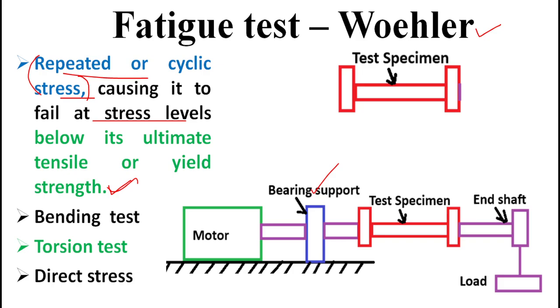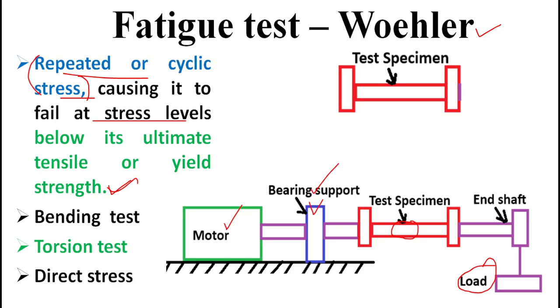This is a regular setup for fatigue test machines. This is the motor and the bearing supports. This is the test specimen. One end of the specimen is fixed to the motor, and the other end is fixed with the loading condition, ending up with a load.